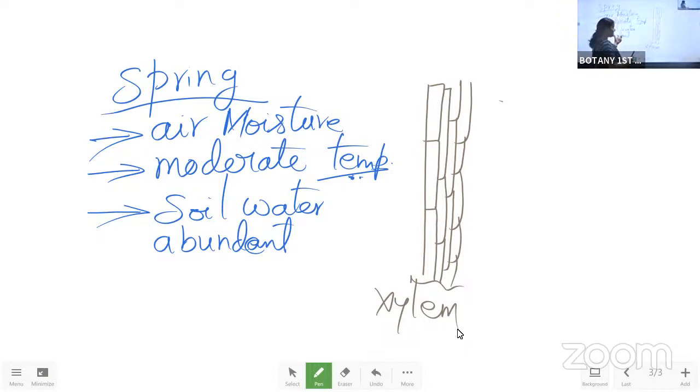So growth has to be shown in the autumn season also. The plant does not say, I cannot show the growth, hands up. No, it will show growth by making xylem cells in a smaller number, with very thin walls, compactly arranged one above the other.